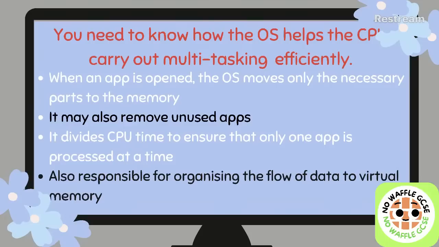So when an app is opened, the operating system moves only the necessary parts to the memory. It may also remove any unused apps. It then divides the CPU time to ensure that only one app is being processed at a time, and it's also responsible for organizing the flow of data into virtual memory.